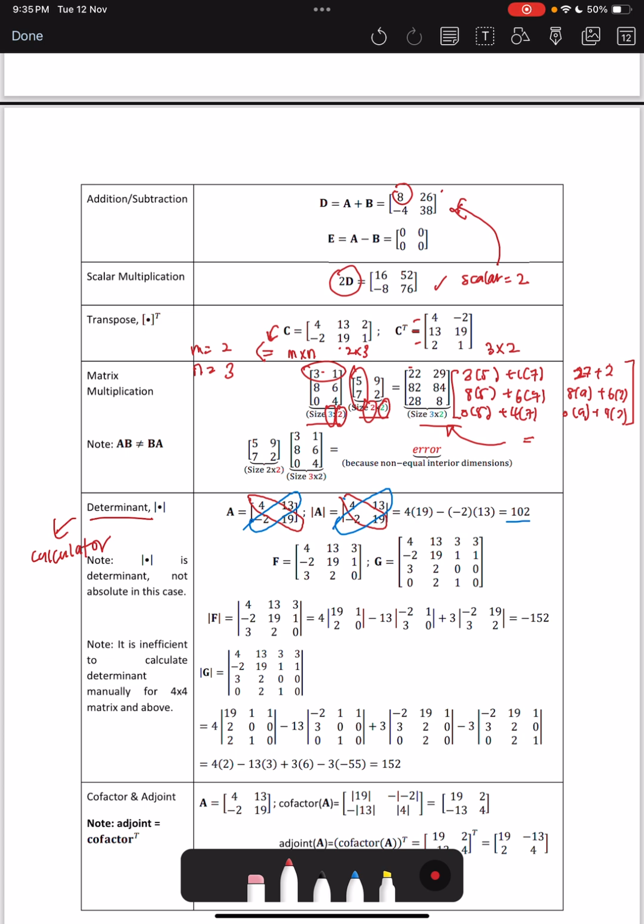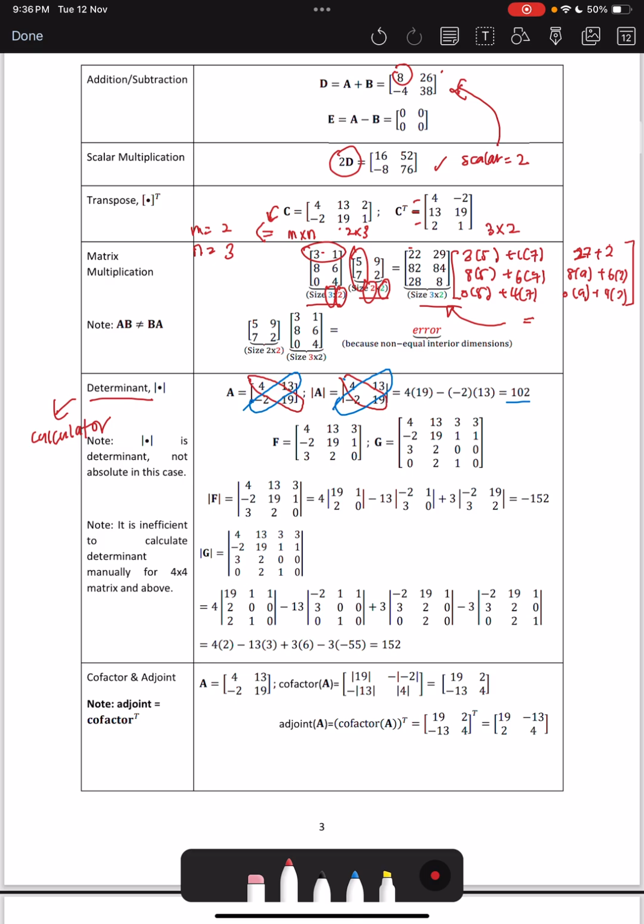If you don't know how to use a calculator to find the determinant, please just Google finding determinant using calculator. You insert in your model, and there are a lot of videos available on YouTube on how to insert the matrix and then directly get the determinant, cofactor, adjoint, and so on.